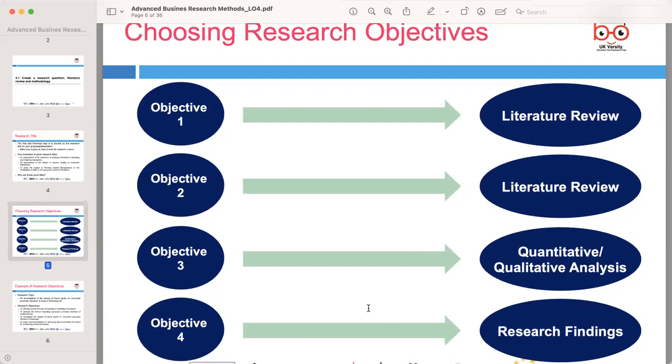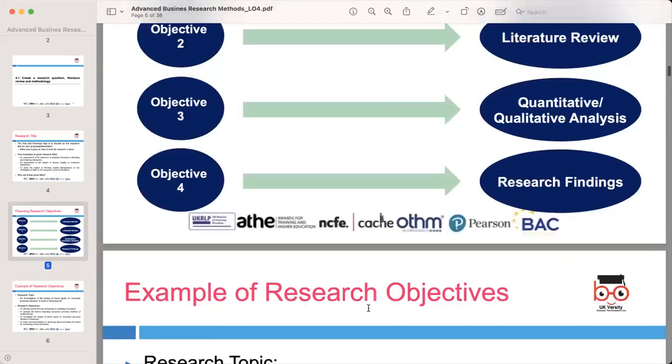And then the last one, objective 4, is the research finding. Here, research finding is, after completing our analysis, to summarize and interpret the results we obtained from our data.